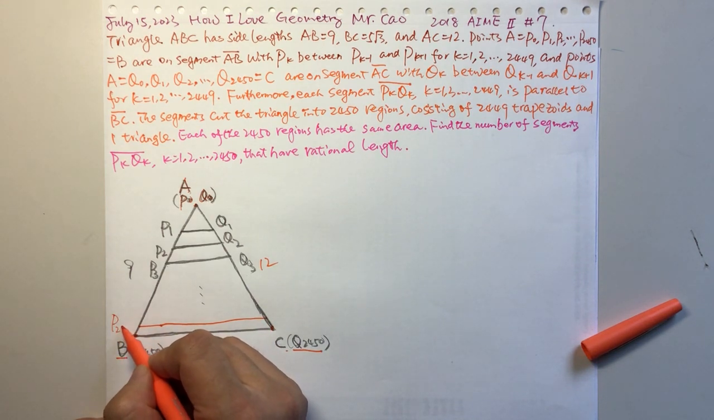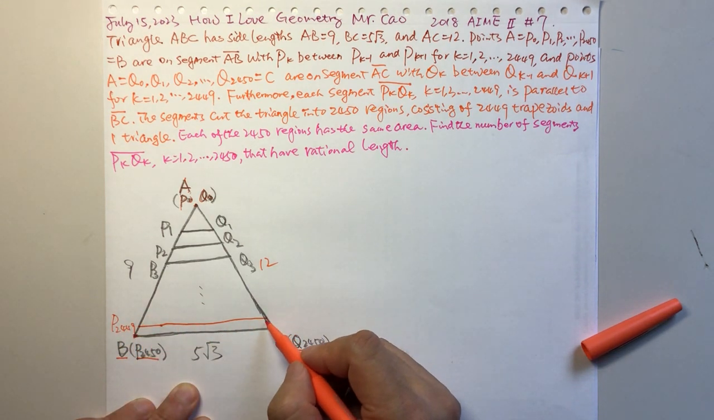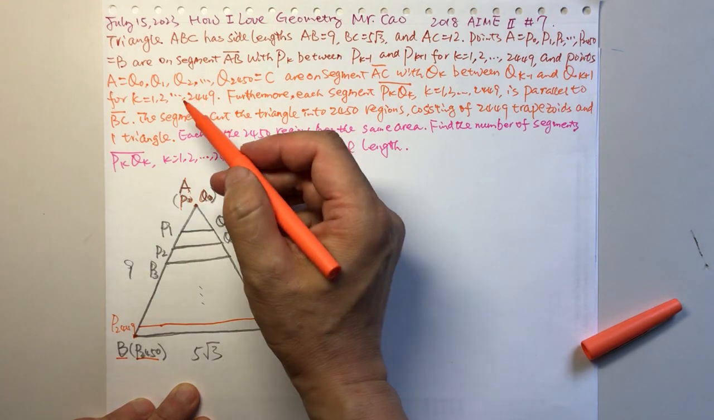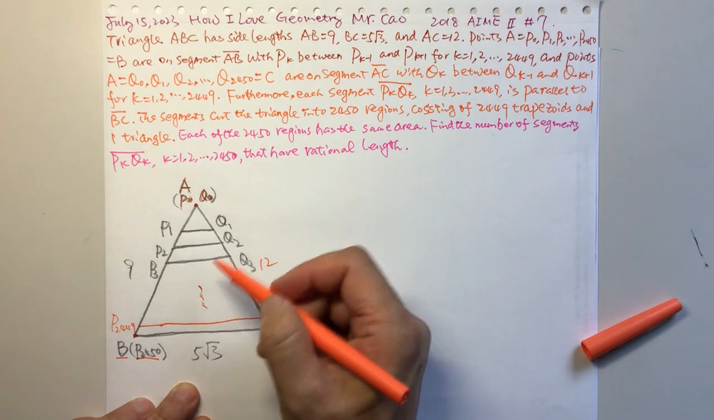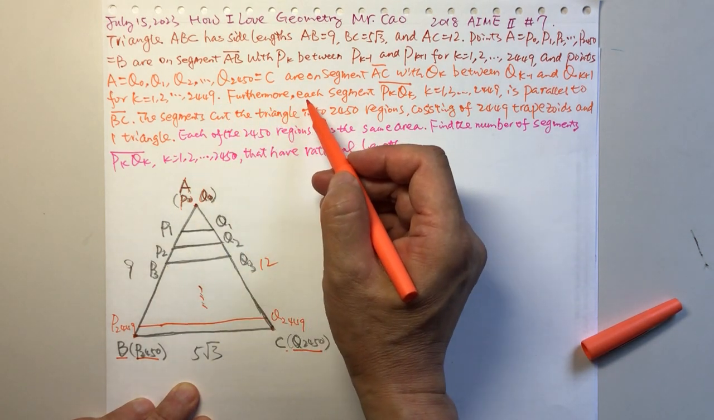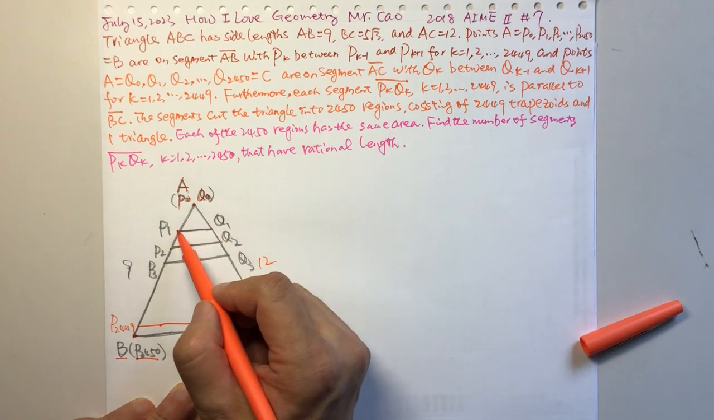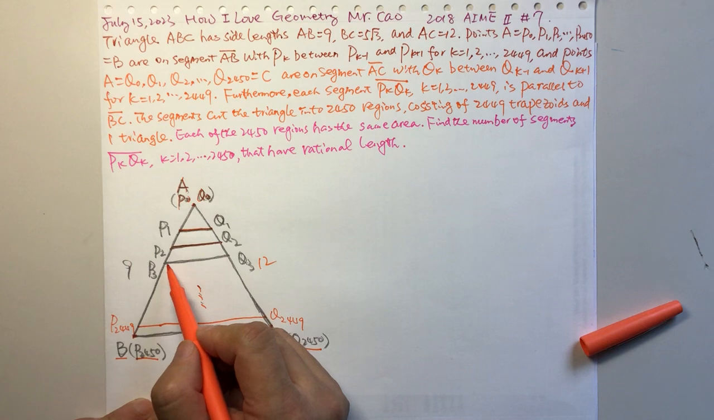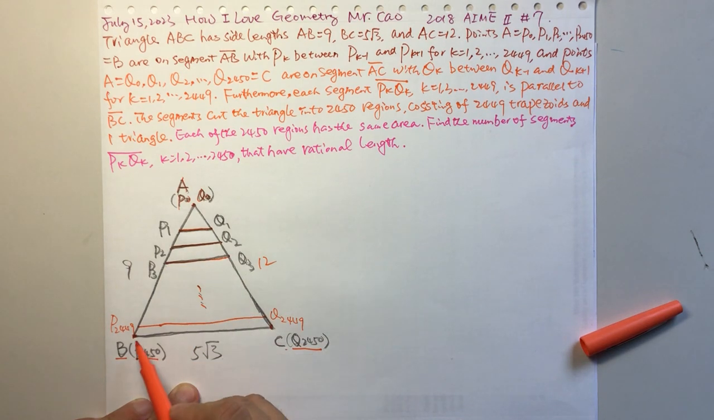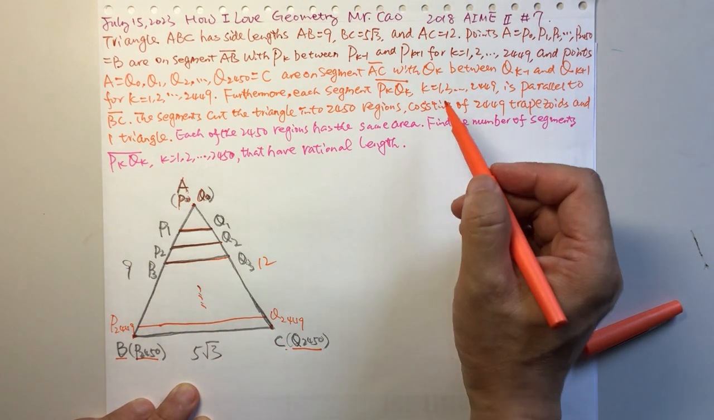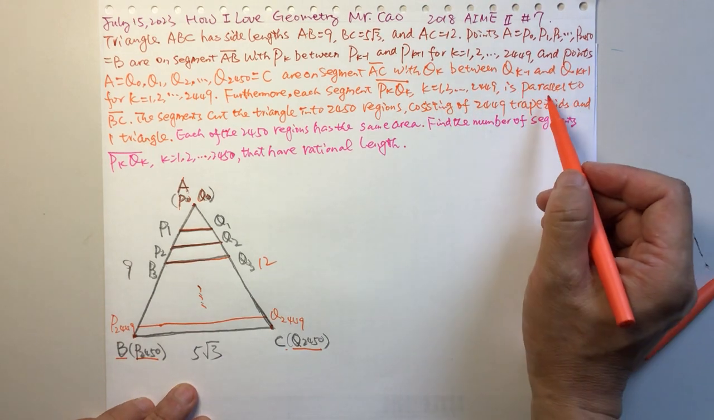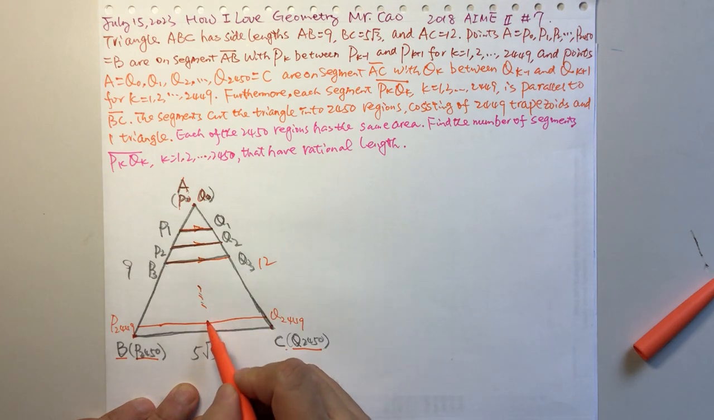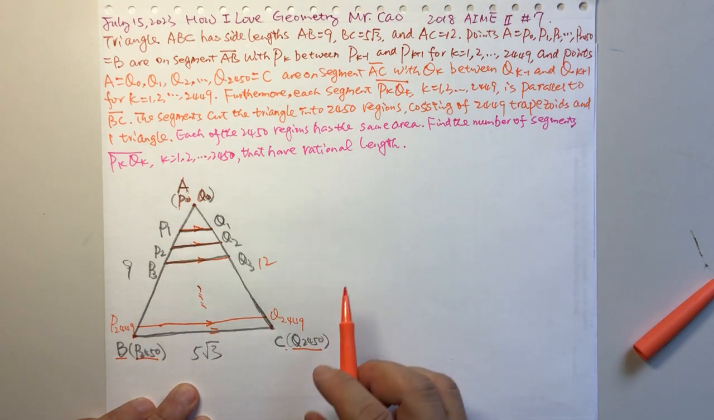Here is P2449, and here is Q2449. Furthermore, each segment PkQk, like P1Q1, P2Q2, P3Q3, is parallel to BC. So all of them are parallel to each other.